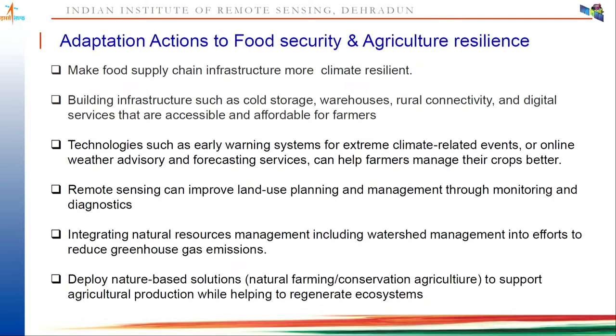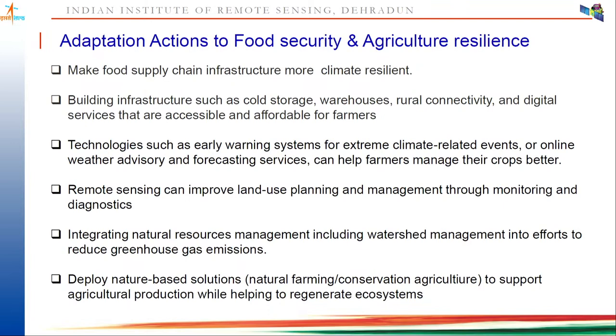So these are the different adaptations to make food supply chain infrastructure more climate resilient: building infrastructure, cold storage facilities, rural connectivity, digital services, and technologies such as early warning systems for extreme climate-related events, online agromet weather advisory and forecasting services. All of these can help farmers, because advance early warning of any episodic event can help farmers take certain contingency measures, drought-proofing measures, or advance planning to avoid the negative effects of this aberrant weather condition.